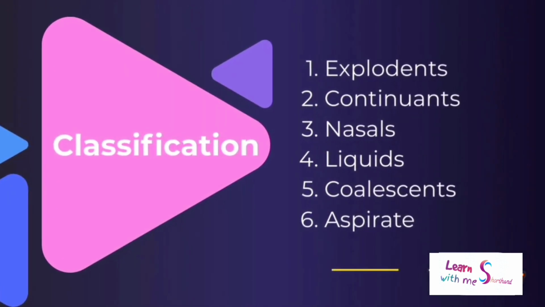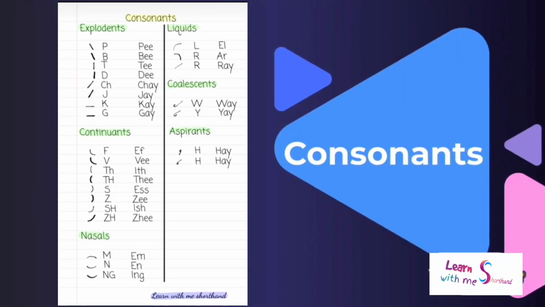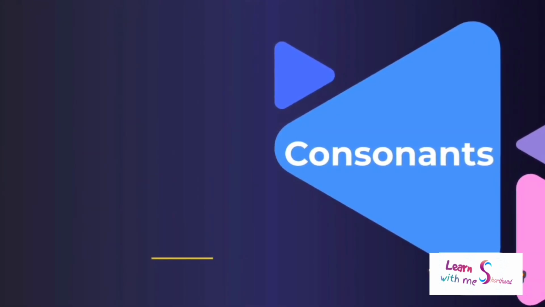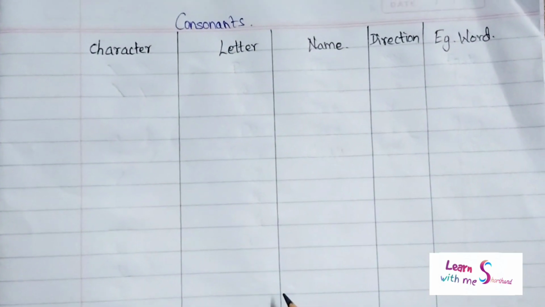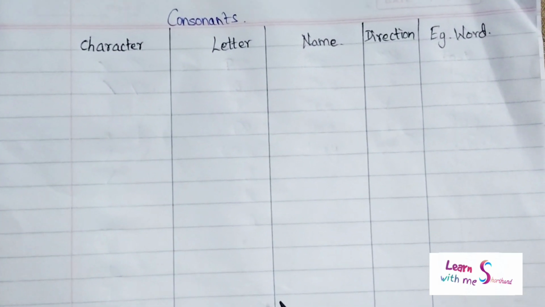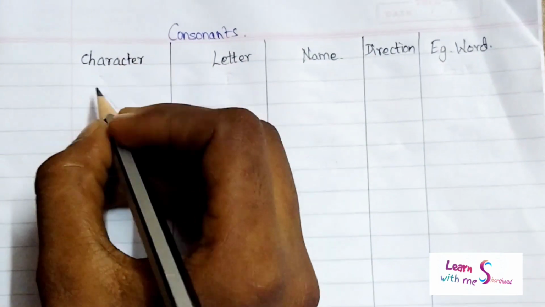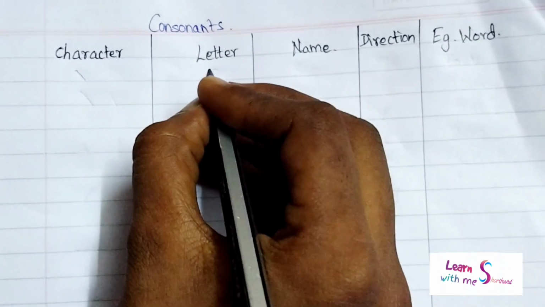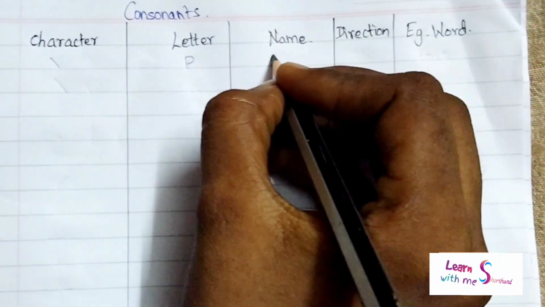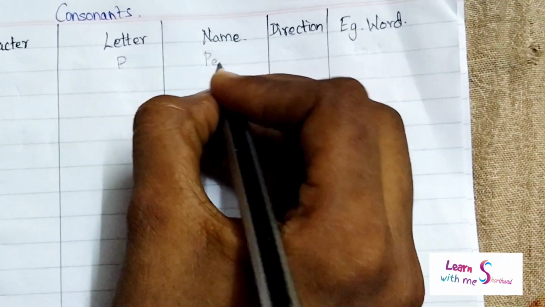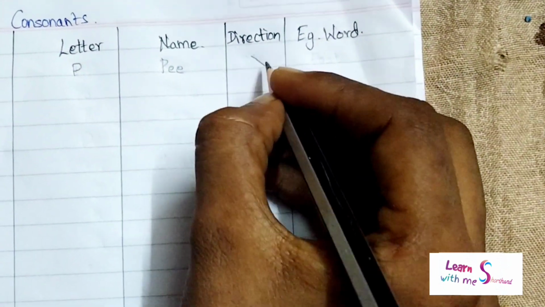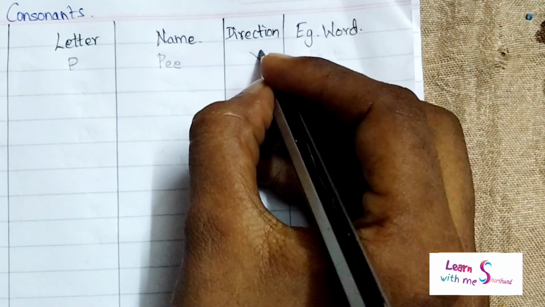This is the picture of consonants. I am going to explain how to write these consonants in the notebook. Let's see how to write and pronounce these consonants. The first consonant is P. The letter is P and we should pronounce it as P. The direction for P is left upward to right downward.